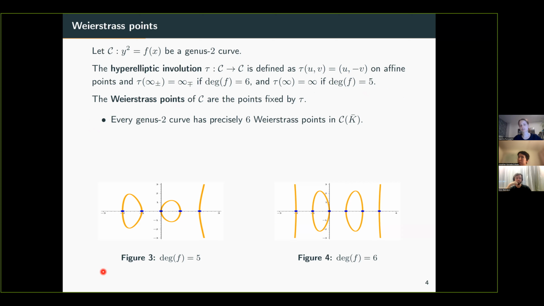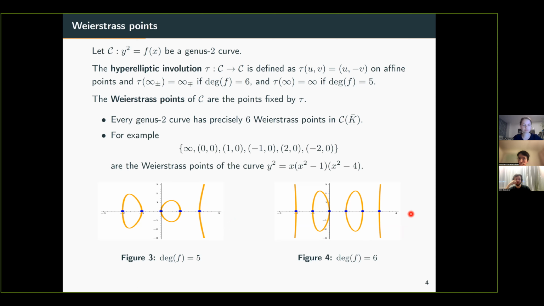Here you can also see them in those 2 pictures below. On the left, you see a degree 5 model, the model from before. There, we have 5 affine Weierstrass points with x coordinates the roots of the polynomial f and y coordinates 0, and then 1 point at infinity. On the other hand, if we have a degree 6 model, there are 6 roots of the polynomial f, but in contrast to the other case, the point at infinity is not a Weierstrass point. Here I also wrote down the explicit Weierstrass points for our example, the example that I explained here.